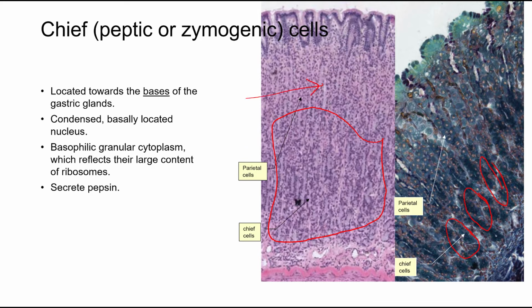Look at the cells in the upper part of the gastric gland. Many of them are with eosinophilic cytoplasm, but these cells, the chief cells, they have a basophilic cytoplasm. If you look at the basophilic cytoplasm here, granular cytoplasm, it reflects their large content of ribosomes, which are important for the production of pepsinogen. The nucleus is basally located, it's not centrally located, and they are more columnar.